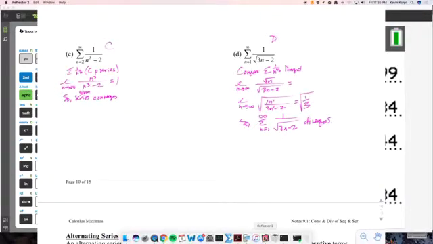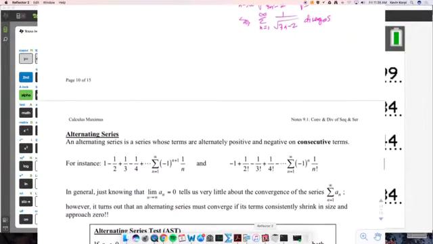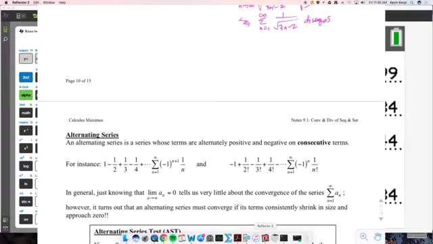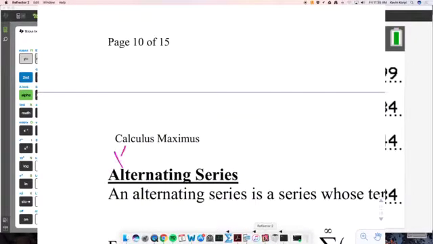So we're done with page 10 of 15. I think we do have time to introduce the alternating series. Okay, this is a very, very important one.